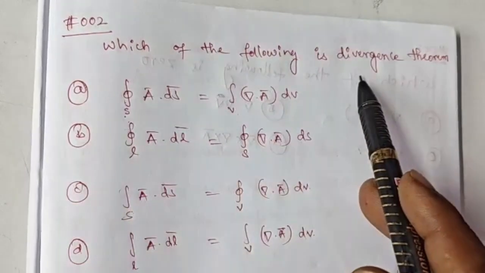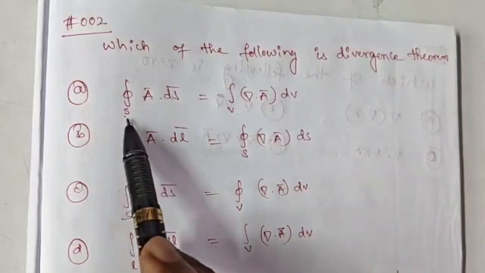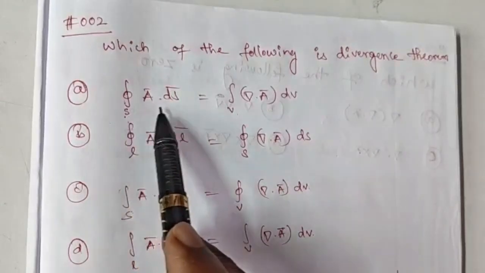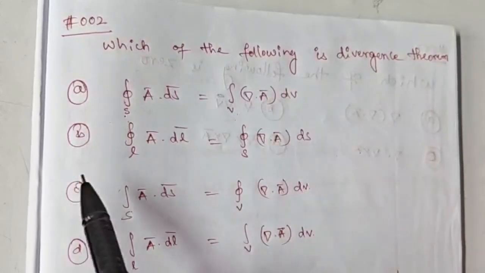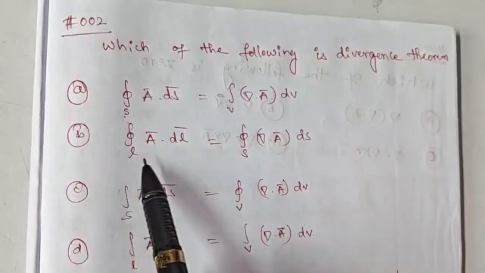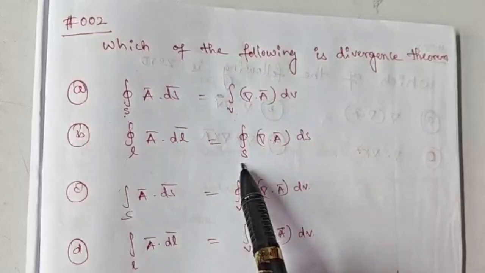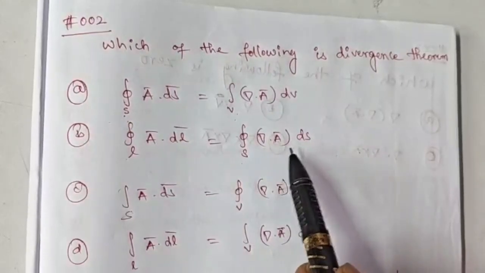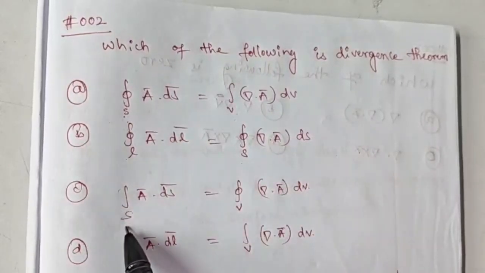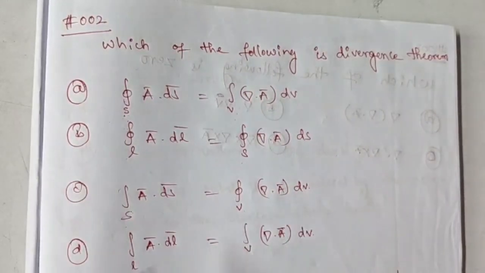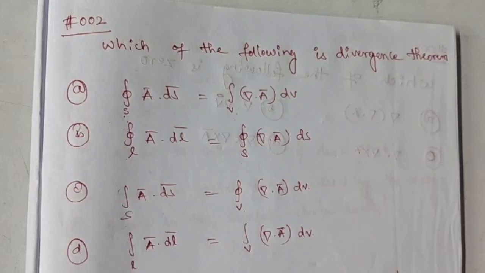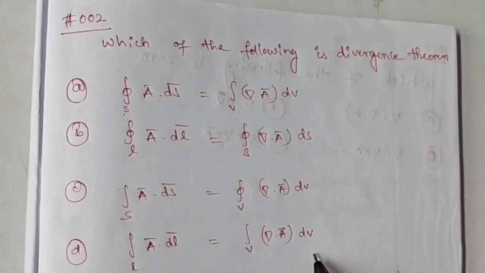Which of the following is divergence theorem? Option A is closed surface integral A bar dot dS is equal to open volume integral del dot A dV. Option B is closed line integral A bar dot dl equal to closed surface integral del dot A dS. Third option is open surface integral A bar dot dS equal to closed volume integral del dot A dV. Fourth option is open line integral A bar dot dl equal to open volume integral del dot A dV.